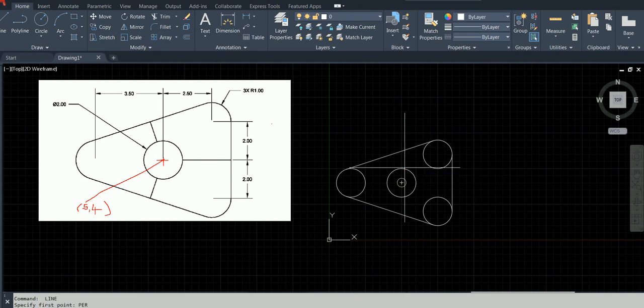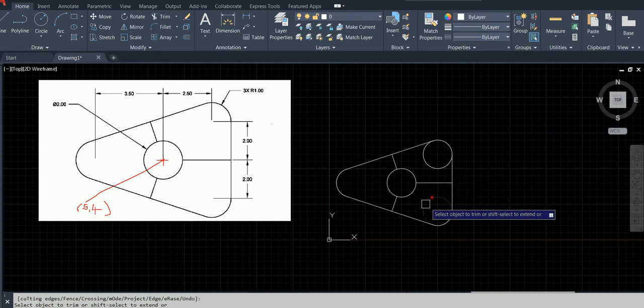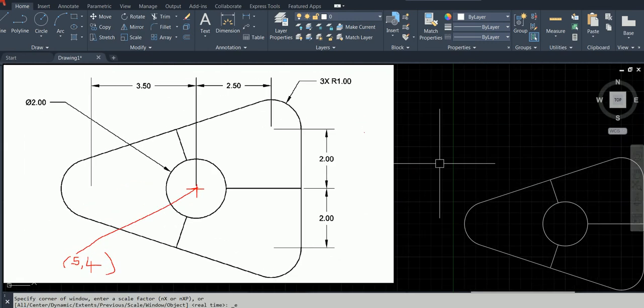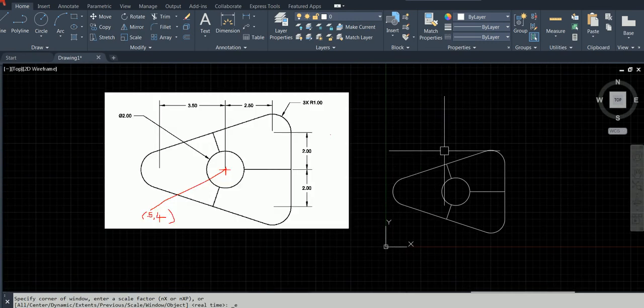Perpendicular 90 degree. Sorry. So we finished these lines. Now we just need to do something called as trim. Done. Okay, so this is a small part.